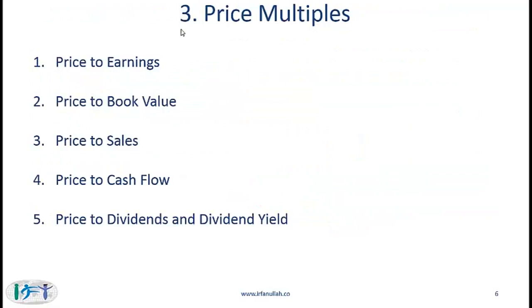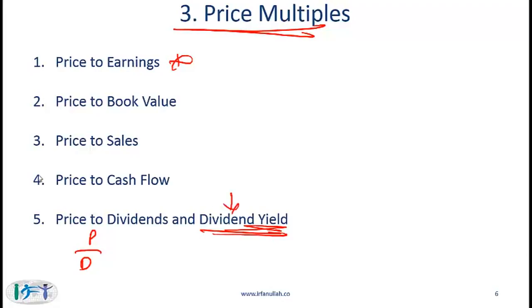All right, now we come to the meat of this reading, price multiples, and we'll talk about various price multiples. Most of our time will be spent on price to earnings, but then we'll also look at price to book value, price to sales, price to cash flow, price to dividends, and dividend yield. This dividend yield is actually used much more often than a price to dividend ratio. So our focus in section 3.5 will be on the dividend yield.